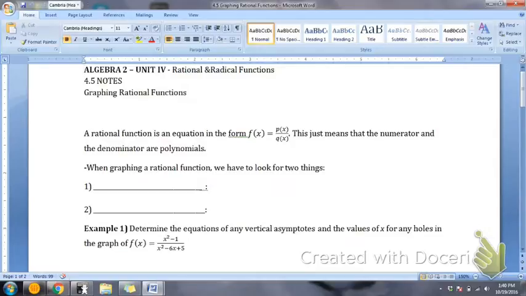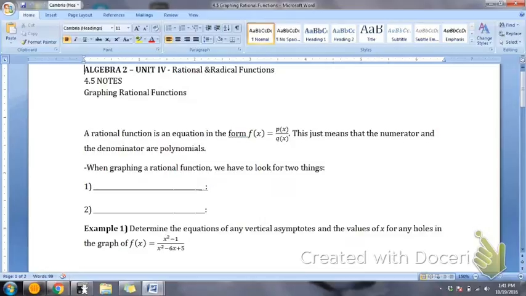So remember that a rational function is an equation that has a polynomial on the top in the numerator and a polynomial in the bottom. That's what this P of x, Q of x business is. Again, this just means that the numerator and the denominator are polynomials, like x squared and so on. So when we are graphing rational functions, we are going to look for two things.